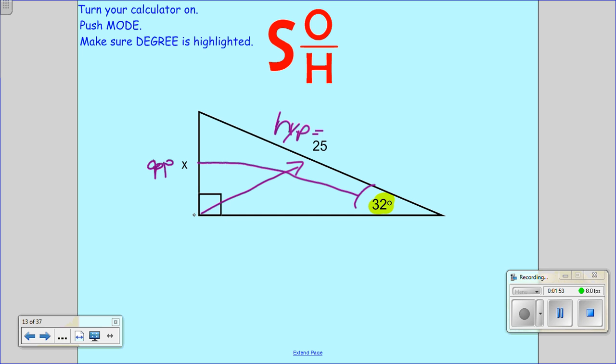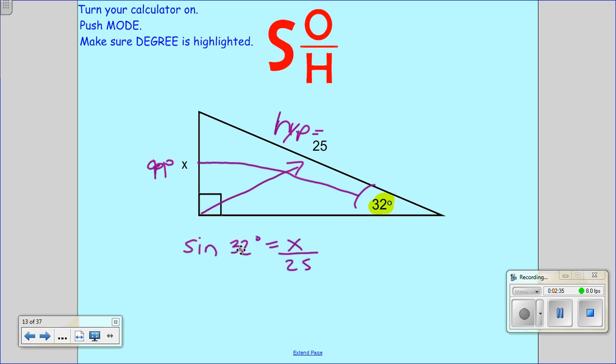So based on this information, I have opposite and hypotenuse labeled. So that means I would use the sine function, because at the top of the screen it tells you, but even if it didn't tell you, you should remember that sine is equal to opposite over hypotenuse. So let's write our ratio. So it's sine of your reference angle. So our reference angle is 32 degrees, is equal to opposite, which is x, over hypotenuse, which is 25.